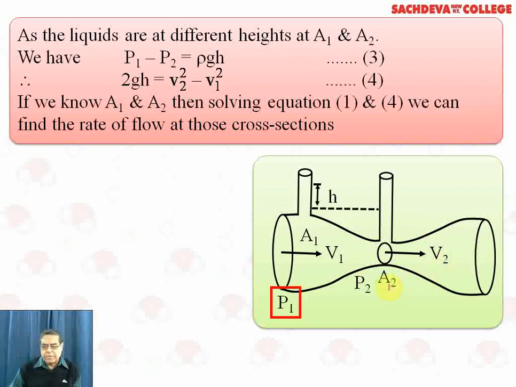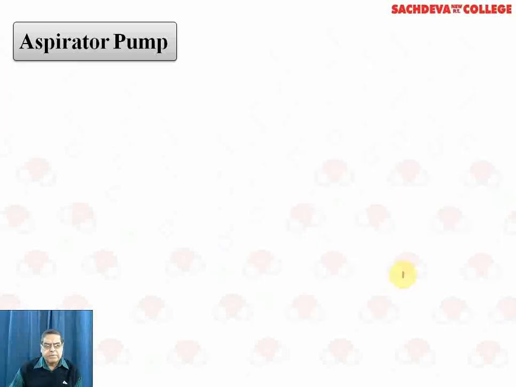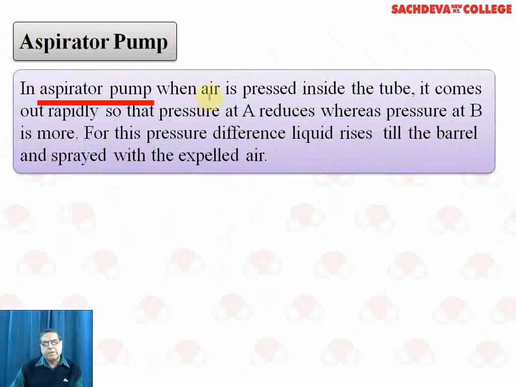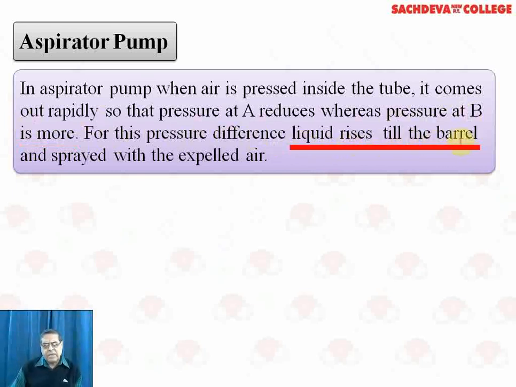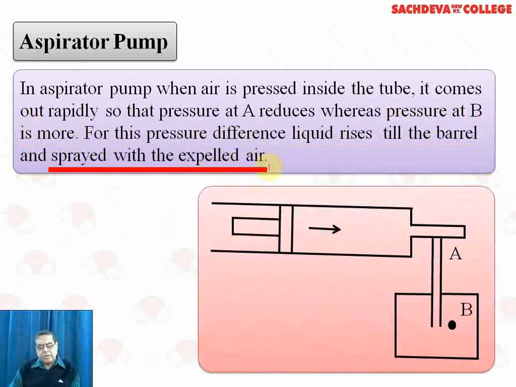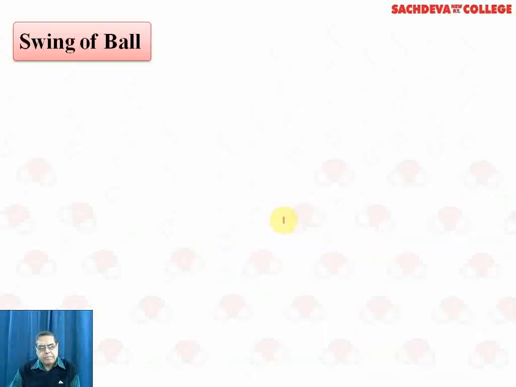Now, P1 is the pressure at the entering point. Next, the aspirator pump. In an aspirator pump, when air is pressed inside the tube, it comes out rapidly so that the pressure at A reduces, whereas the pressure at B is more. Due to this pressure difference, liquid rises up the barrel and is sprayed with the expelled air. It is shown in the figure.